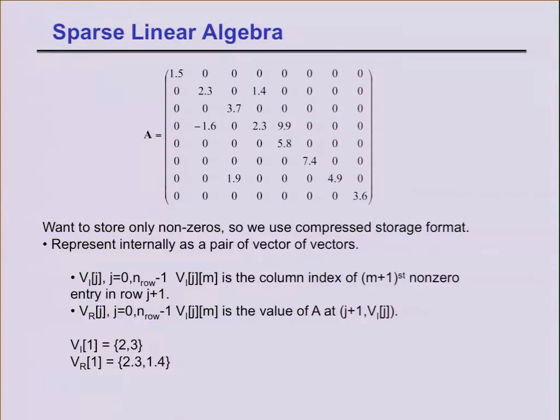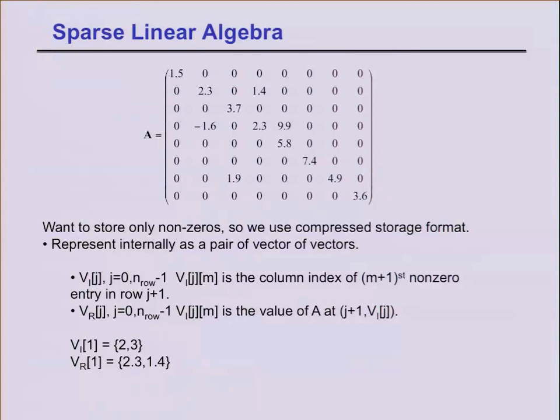So we have a matrix here. We only want to store non-zeros, so we use a compressed storage format. We represent this matrix internally as a pair of vector of vectors. So for each row, we'll have two vectors. One of them is, what's the column index of the non-zeros in this row? So that'll be a vector of length 1 in the first row, a vector of length 2 in the second row, et cetera. The second vector is going to be, what are the actual values? So I've written this out here.